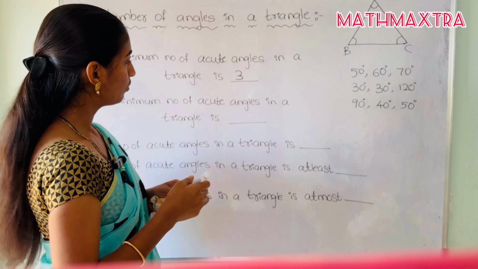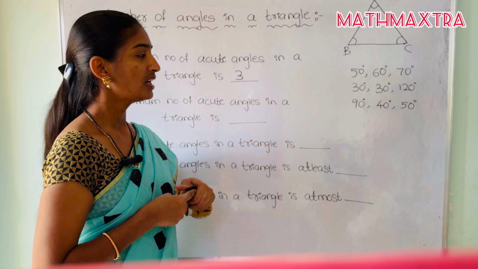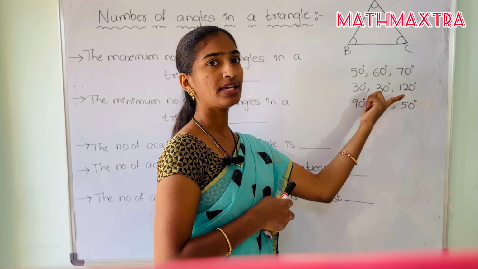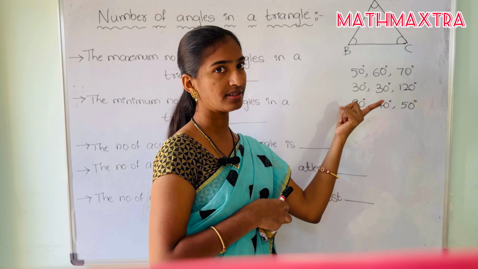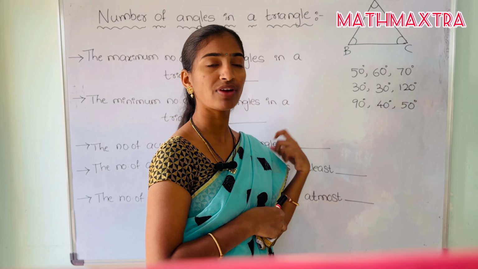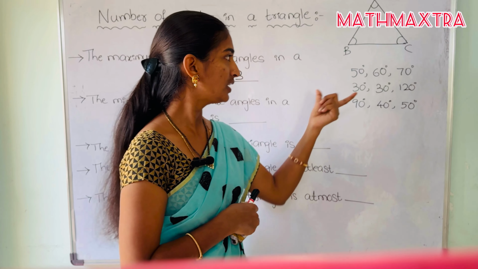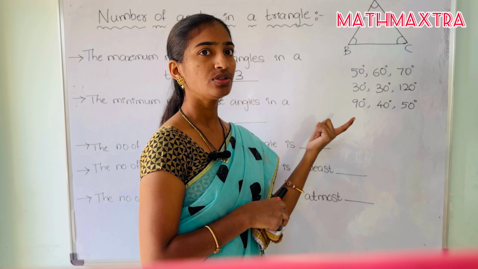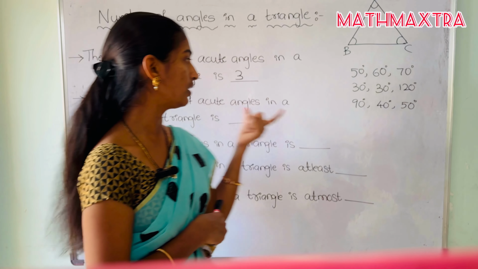Then what is the minimum number of acute angles we have to consider? Check. If we take only one acute angle and the other two angles are maybe obtuse or right angles, is it possible in the case of a triangle? No, right? Because even if you take a right angle or obtuse angle, the other two angles must be acute. So the minimum number of acute angles in a triangle is 2.